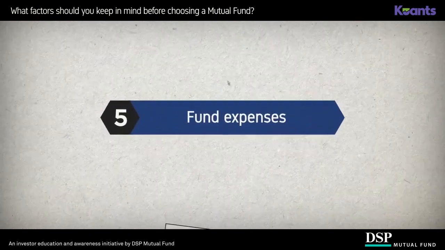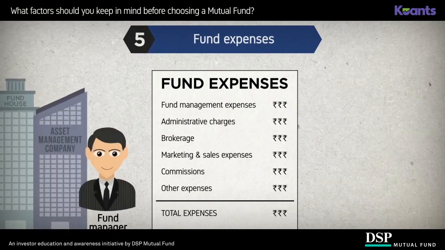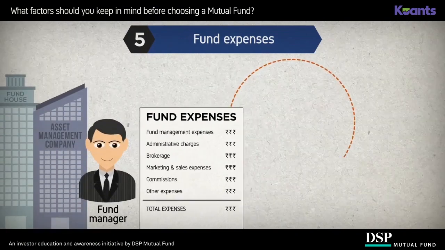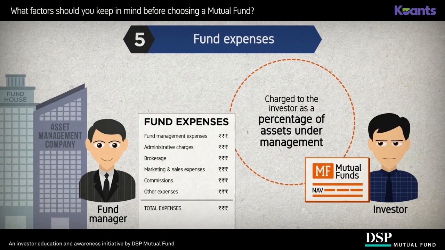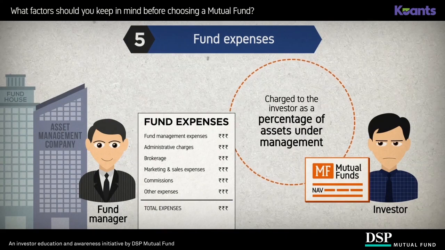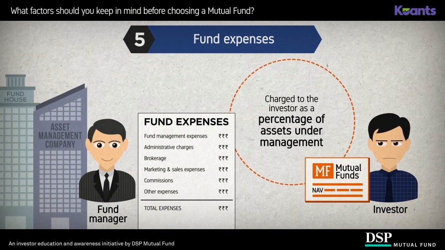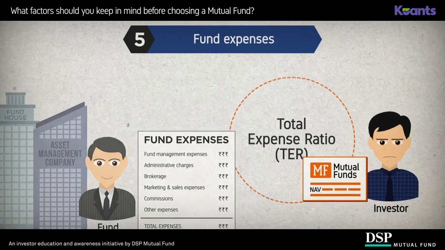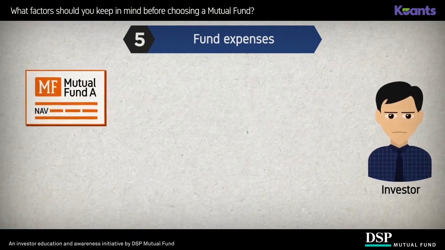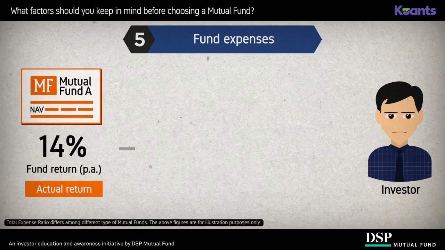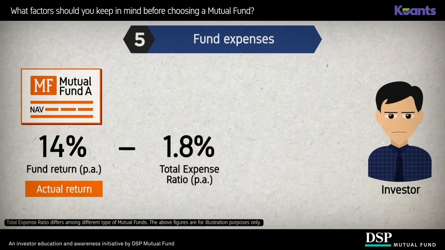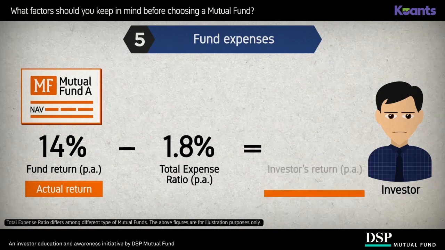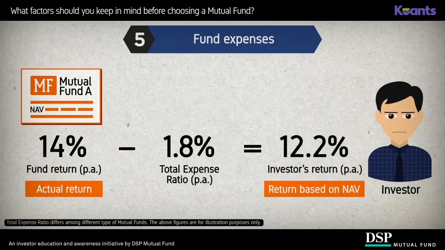Fund expenses are expenses incurred by fund houses to manage the fund. These expenses are chargeable to the fund's investors as a percentage of assets under management and are described as the total expense ratio or TER of a fund. So, if you invest in a fund that actually earns 14% return with a TER of 1.8%, you will ultimately earn only 12.2% per annum.